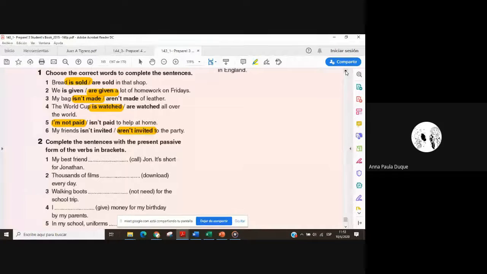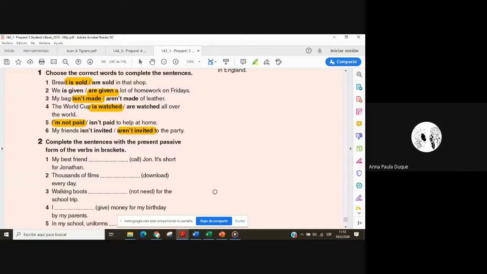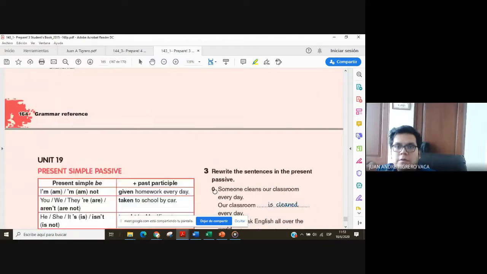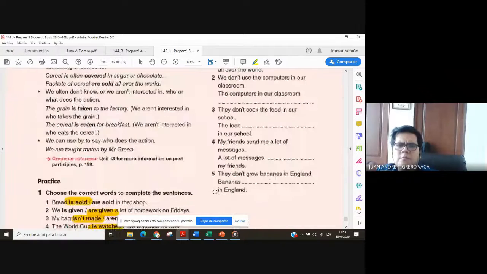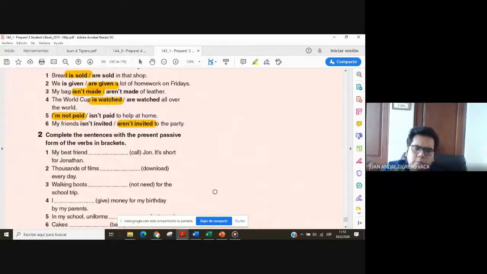Teacher, in present simple passive, we use the past participle. First, you have to use the verb to be, like you're seeing here. And then the next verb is the past participle of the verb. Okay. Teacher, do we have to answer the number 2 and 3 or only the number 2? Let me see number 3. Oh, you can answer number 3 too. So number 2 and 3, please. And then we will take all of them.